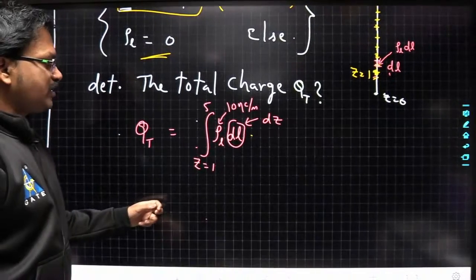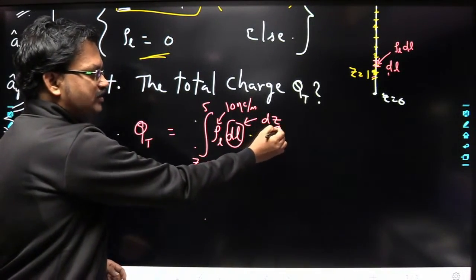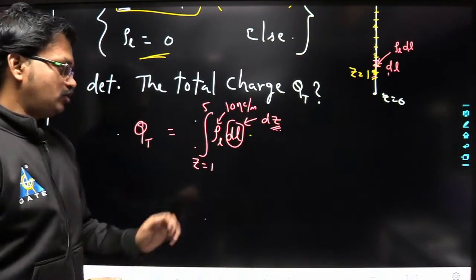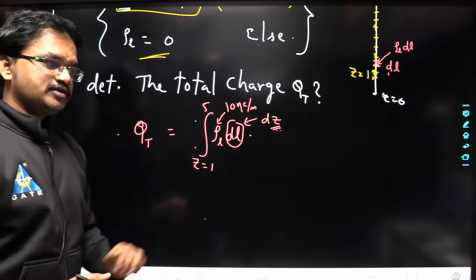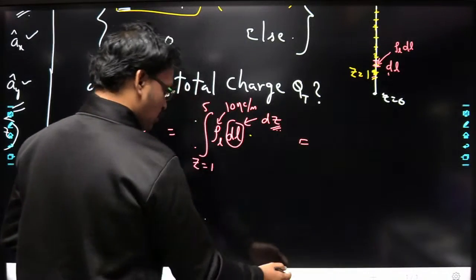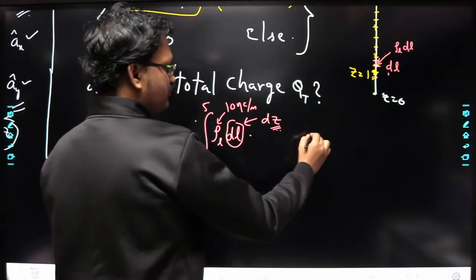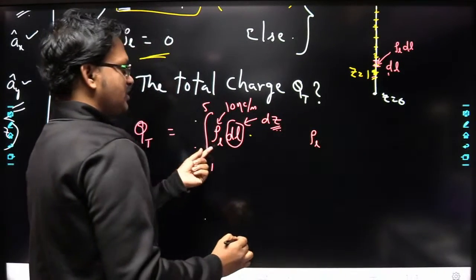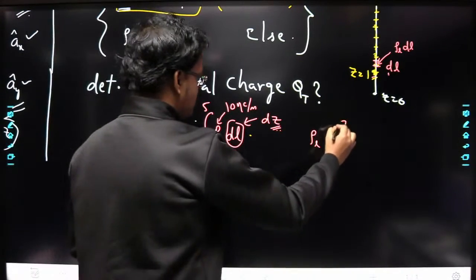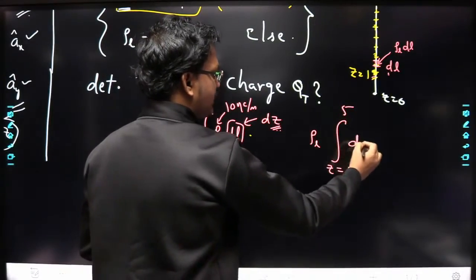Now if you observe here, rho l is independent of the integration variable z, so you can take it out of the integration. So the integral of z from 1 to 5 of dz.